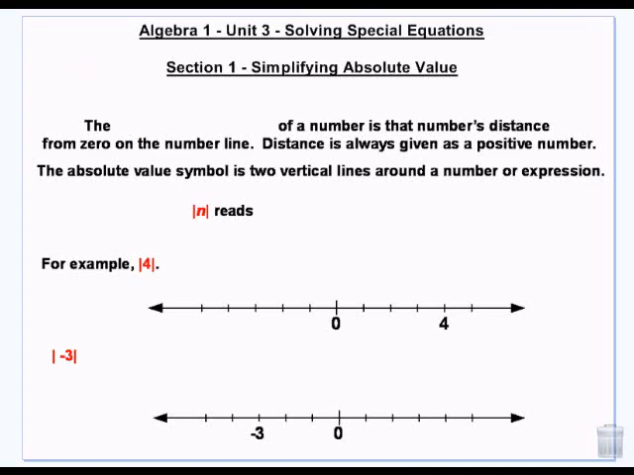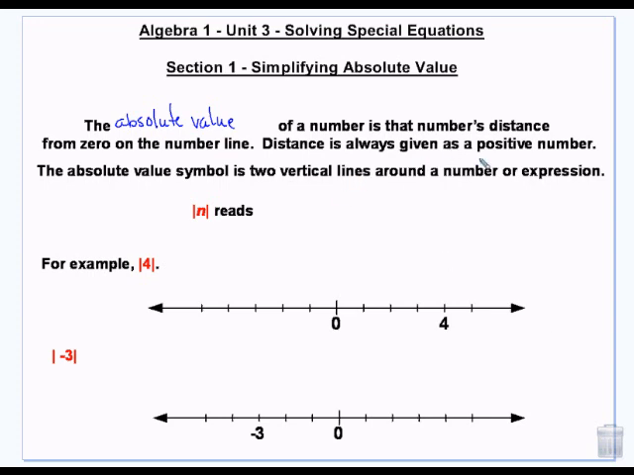Absolute value is distance. If you're talking about the absolute value of a number, it's the distance from 0. If you were to make a number line, it's how many spaces over it is. And distance is always positive, right?